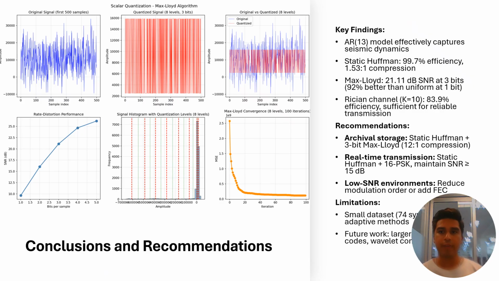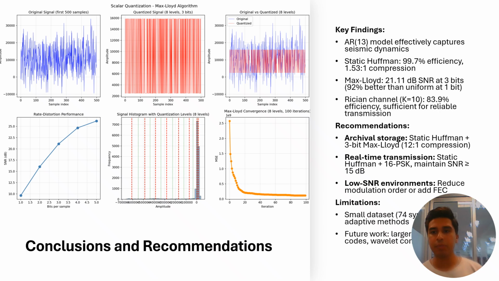Here are our main findings. First, the AR model of order 13 captured the earthquake dynamics well. Second, static Huffman achieved 99.7% efficiency. Third, Max-Lloyd gave us 20 decibels quality at 3 bits. Fourth, the Rician channel performed well enough for reliable transmission.